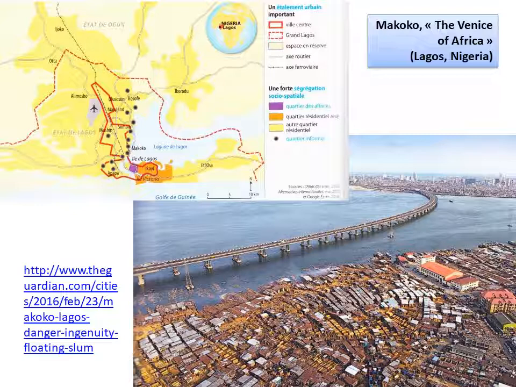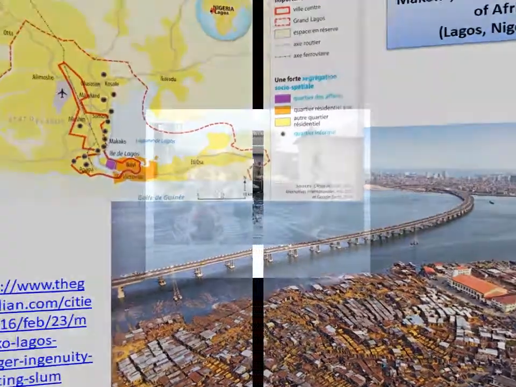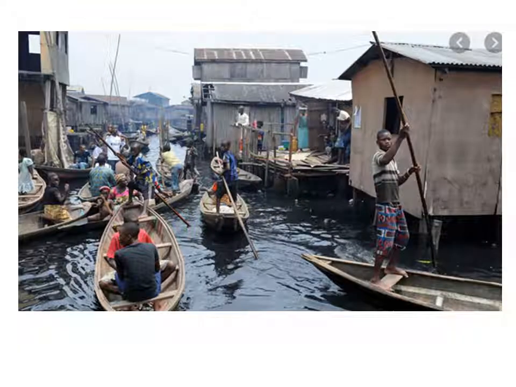The most famous slum of Lagos is Makoko. It's famous because it is an old one, and it is located near the lagoon, which you can see on the map. So the streets are made of water. They are like canals. Hence this nickname that was given by some journalist of the Venice of Africa. And when you see that picture, you understand why.